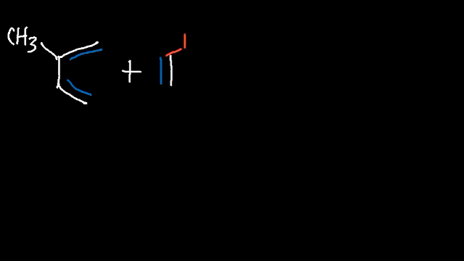So let's try another example. Let's say we have a diene with a methyl group. A methyl group is a weak electron donating group. Let's say we have a dienophile with a very strong electron withdrawing group. What do you think the products will be for this reaction?